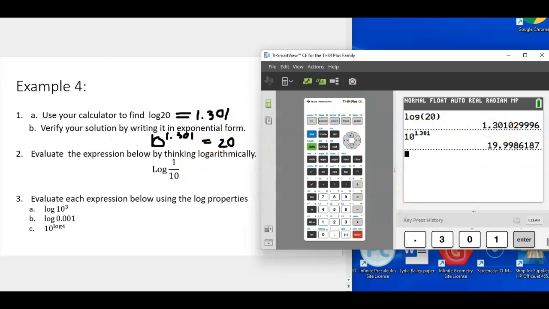Okay, and so it is good. We've checked it. It makes sense. So log of 20 is equal to 1.301. Another way of thinking about that is 10 to the 1.301 power is 20. Okay, so that is the significance of it. I wanted you guys to be able to see what this means. Log of 20 is the exponent that you'd have to raise 10 to in order to get 20.